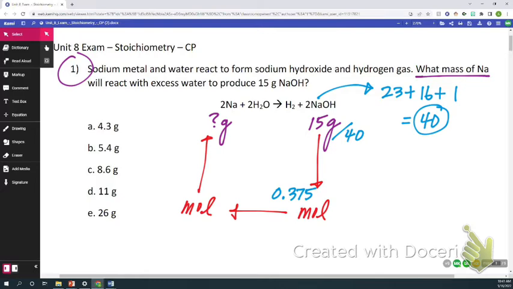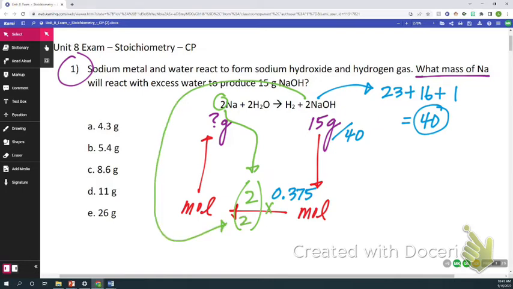In order to go to the front, what's the mole ratio? It's going to be 2. You came from a 2, and you're going to a 2. So that's where these 2's come into play. It's a 2 there and a 2 there. So I'm going backwards to the front. It's 2 over 2. When you multiply something by 2 over 2, the number doesn't change. So you end up with 0.375 moles here.